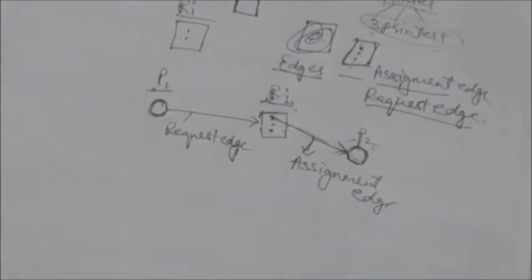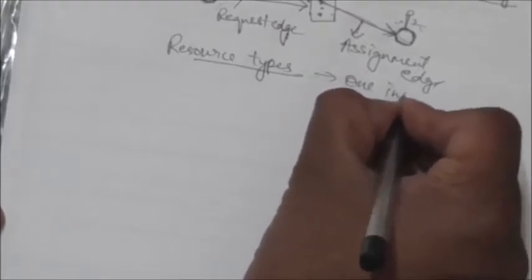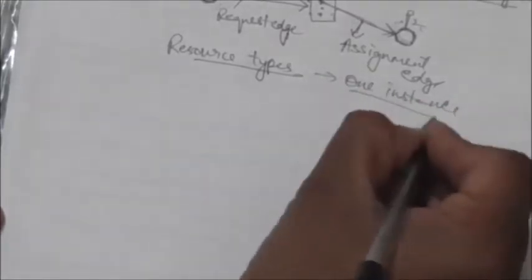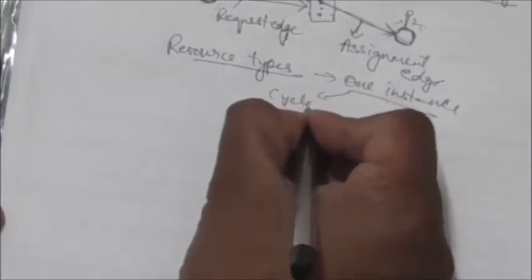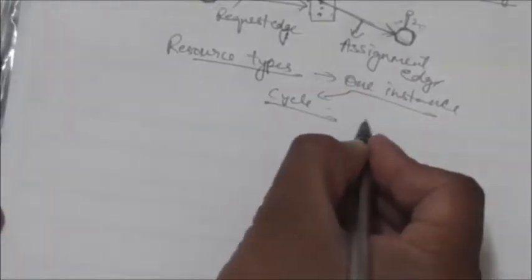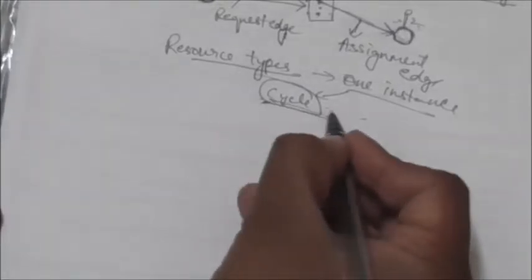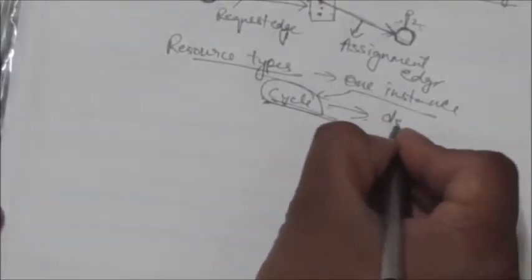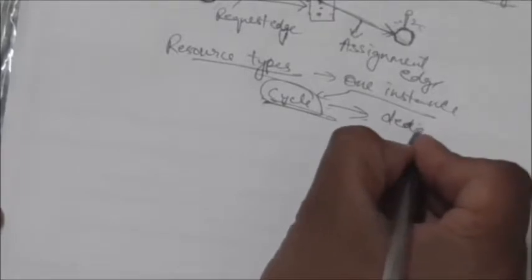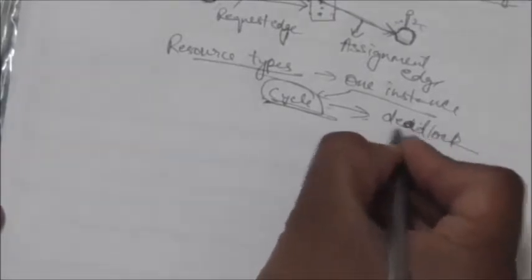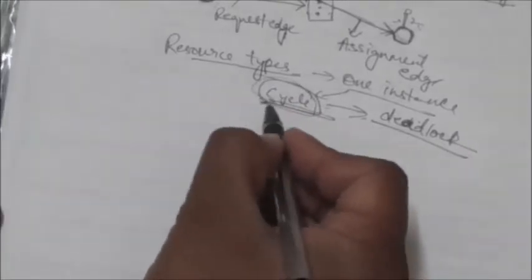Now suppose in the system all the resource types have only one instance. In that case, if there is a cycle in the system resource allocation graph, then this cycle represents that there is a deadlock, and all the processes which are involved in this cycle are said to be in deadlock.